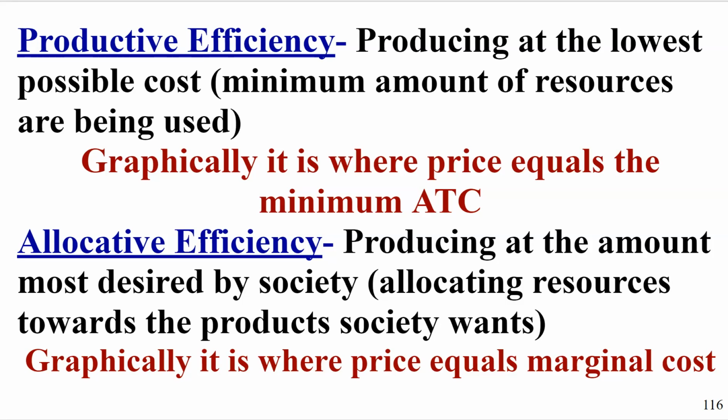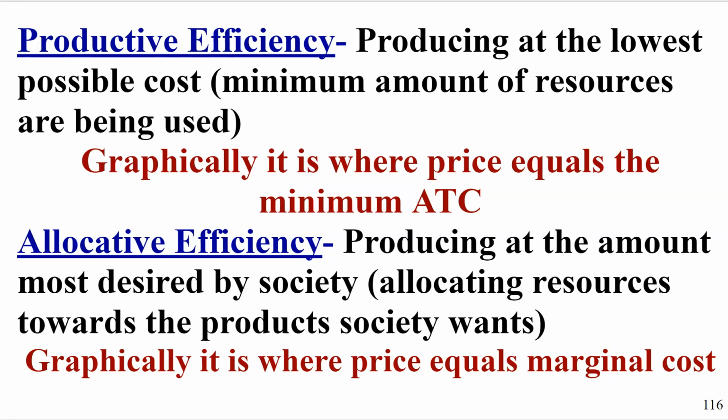So when we're maximizing profitability in the long run, ATC is intersecting MR equals D equals P at its minimum, and MC, ATC, and MR equals D equals P are all meeting at the same place. So we are productively and allocatively efficient.